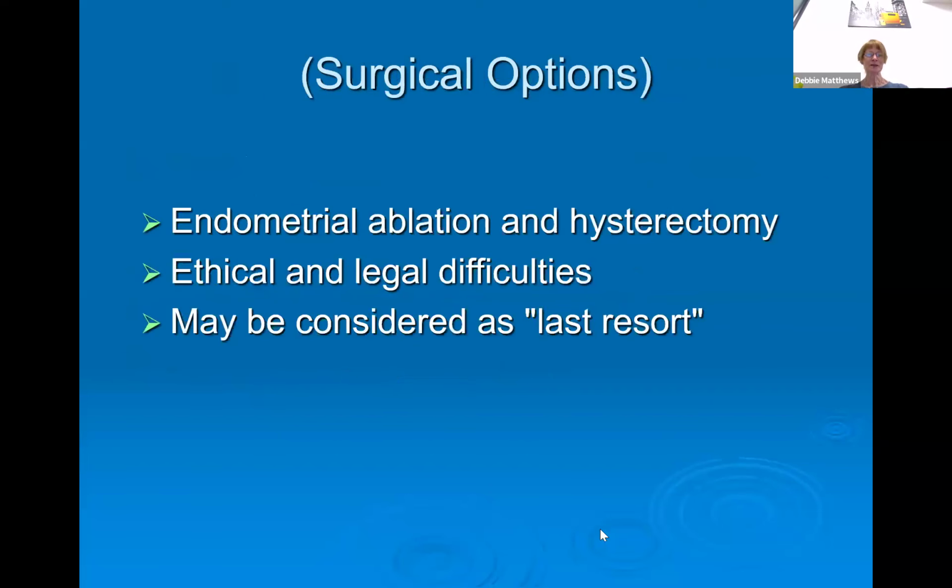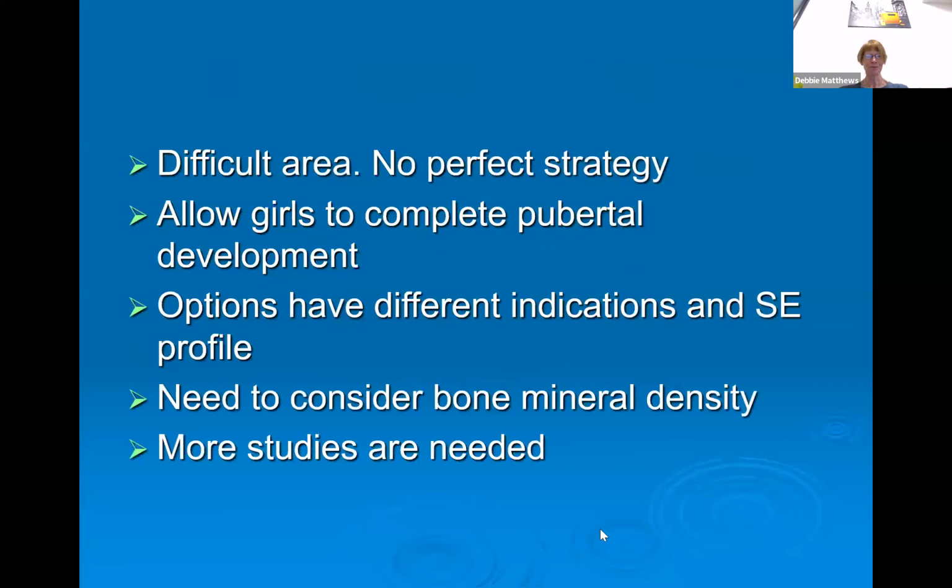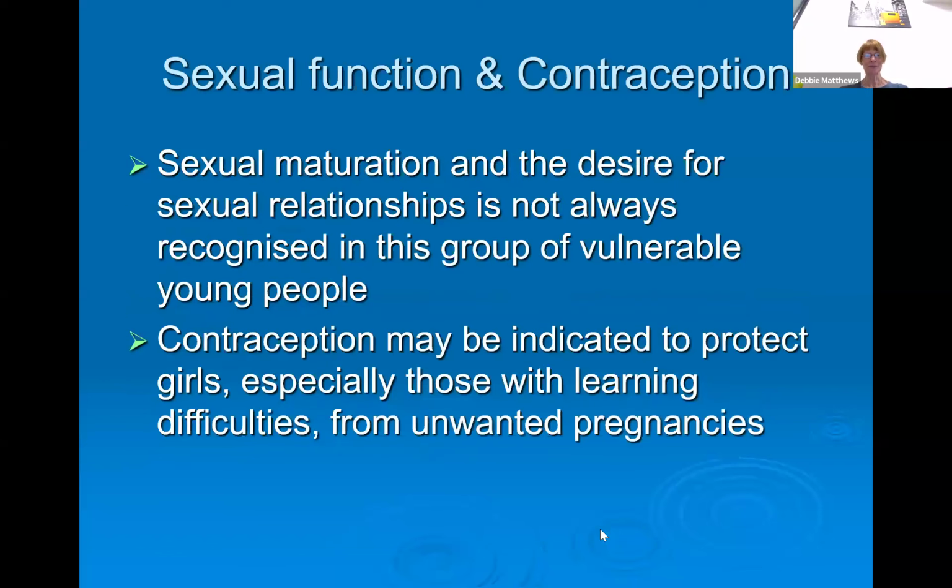Surgical options are endometrial ablation, where you're basically removing that layer, or hysterectomy. But you can see that there are a number of ethical and legal difficulties, although in some cases it may be considered as a last resort. So this is a really difficult area. There's no perfect strategy. Allowing girls to complete their pubertal development is essential. The other options have different indications and side effect profiles. But the most important consideration is bone mineral density. It's miserable for these girls if they start to have pathological fractures, and more studies are clearly needed.